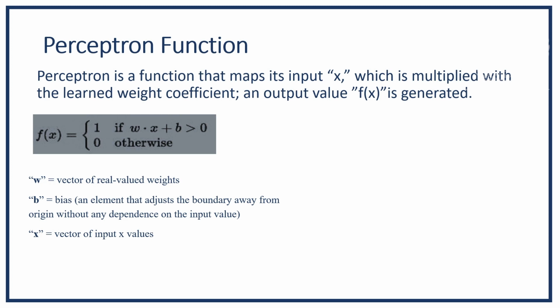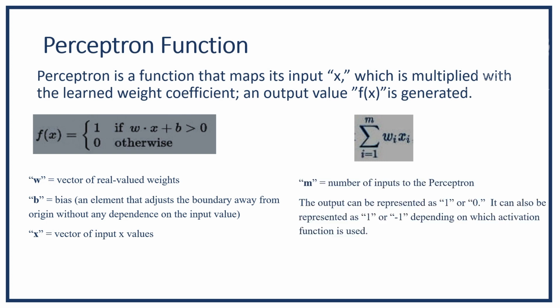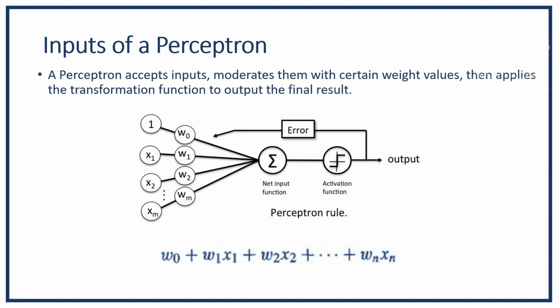x is the vector of input x values. Summation i equals 1 to m of wi xi, where m is the number of inputs to the perceptron. The output can be represented as 1 or 0. It can also be represented as 1 or -1 depending on which activation function is used. Now let us look at the inputs of a perceptron in the next section.